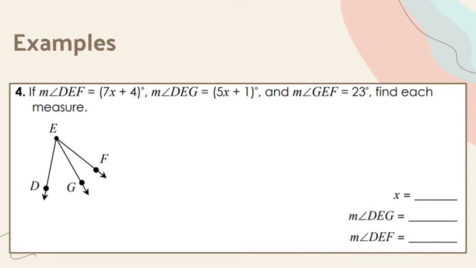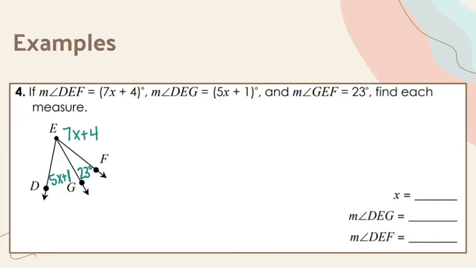Number 4, if the measure of angle DEF is 7x plus 4, I like to label these as I go. So DEF is the whole angle. It's the outside angle. So I'm going to write 7x plus 4 on the outside. Then the measure of angle DEG is 5x plus 1. So DEG is here. I'm going to put 5x plus 1. And then GEF is 23 degrees. So 23 degrees. Find each measure.